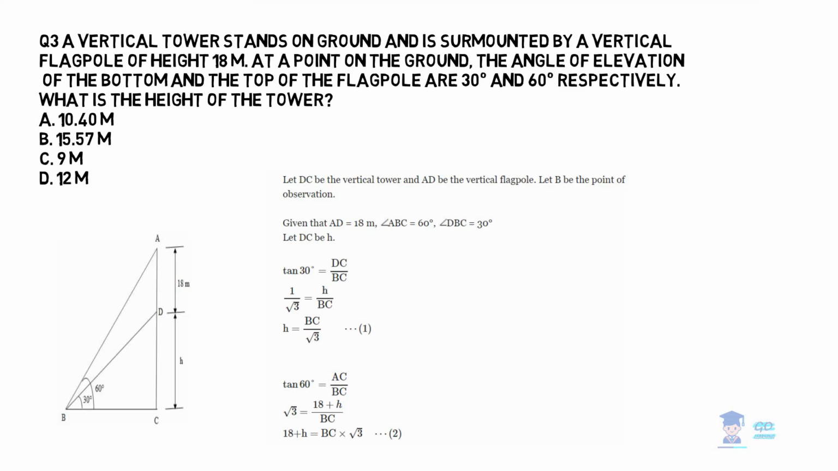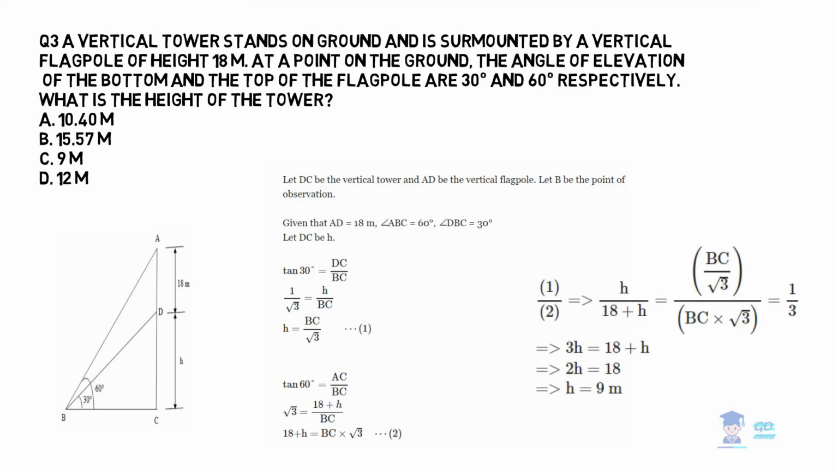So I'll have to eliminate this value of BC because BC is unknown, right? So I'll have to divide. If I divide, the BC terms will get cancelled. So dividing 1 by 2, BC gets cancelled. H by 18 plus h is equal to 1 by 3. So cross multiplying, 3h is equal to 18 plus h. 2h is equal to 18 or h is equal to 9 meters. So the height of the tower is 9 meters. Right? We'll go to the next question.